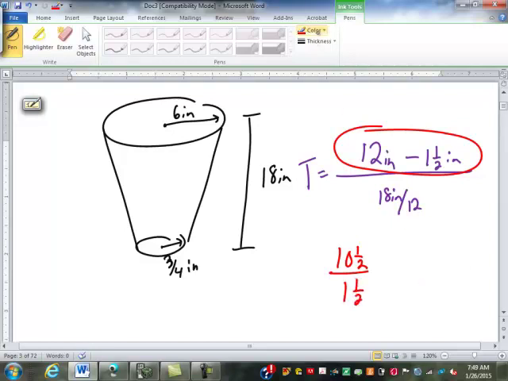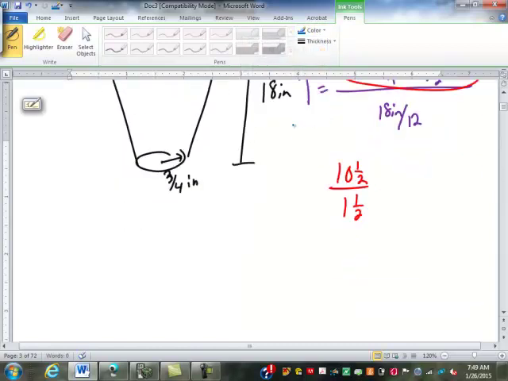So now we're going to divide. 10.5 divided by 1.5. What's 10.5 become? 21 over 2. Good. 1.5 is 3 over 2.